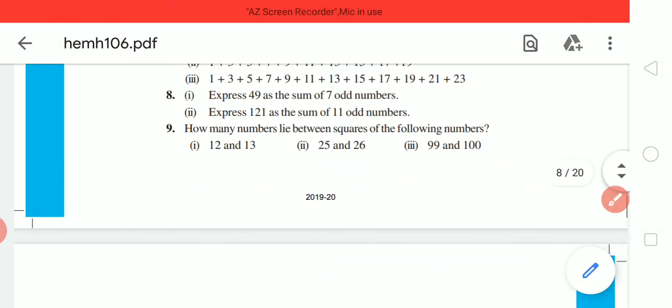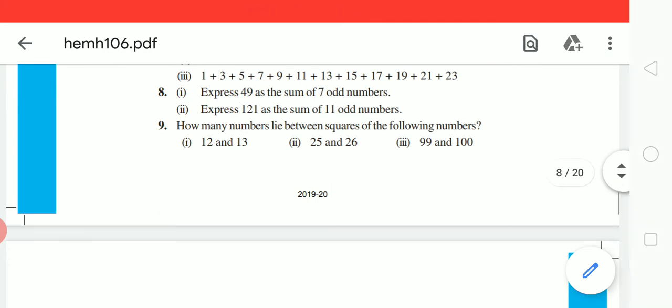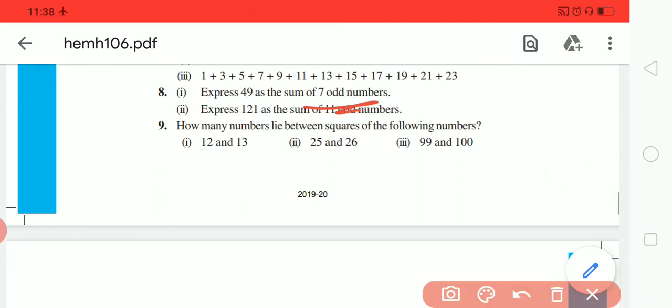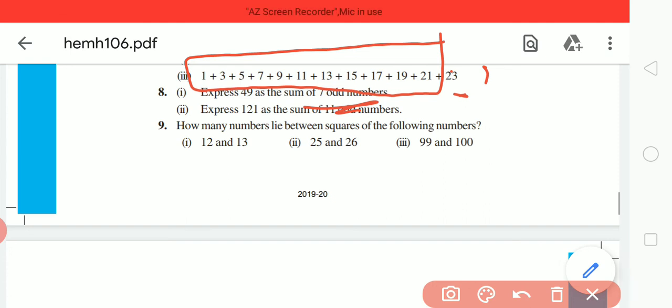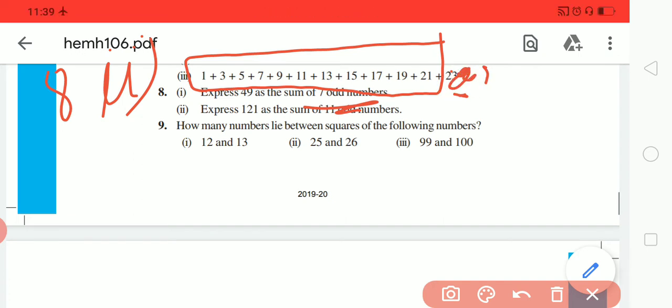121 you can do by yourself for 11 odd numbers, right? So you just write 11 odd numbers. Here we have given 11 odd numbers in this question. 12, I think I have given. So this is the answer of the second part of the 8th question, right? Do not write 23, right? So come to question number 9.